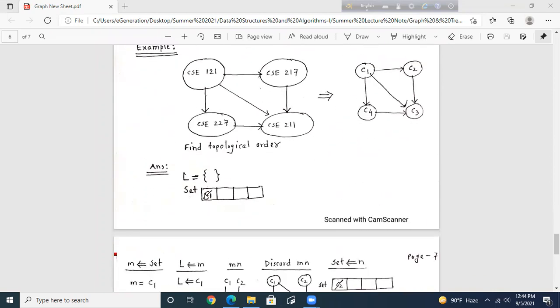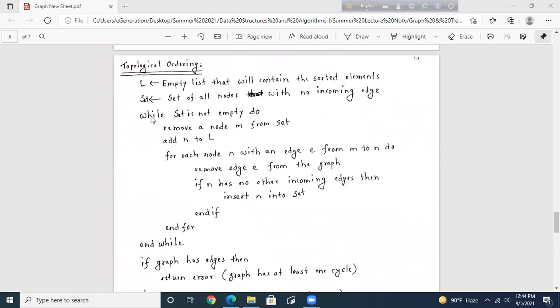Our set is not empty. If you look at the set, this set is not empty. There is an element, which is C1, that I have written here. So our while loop condition is true.